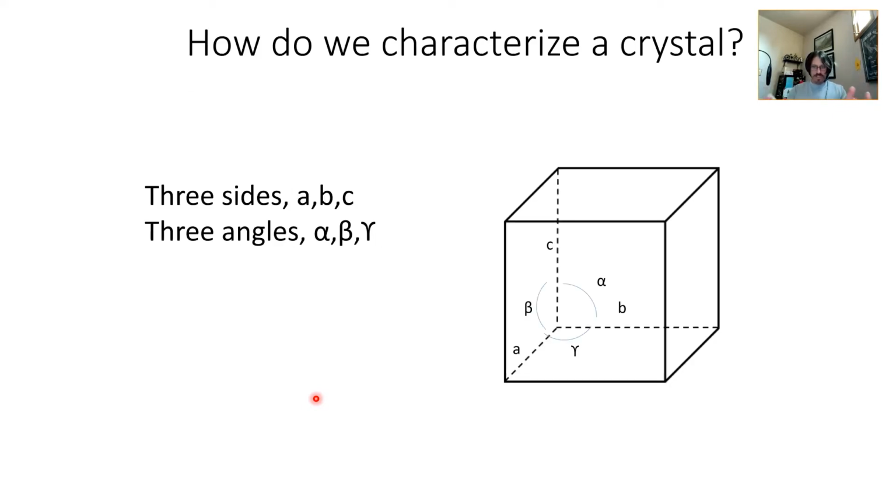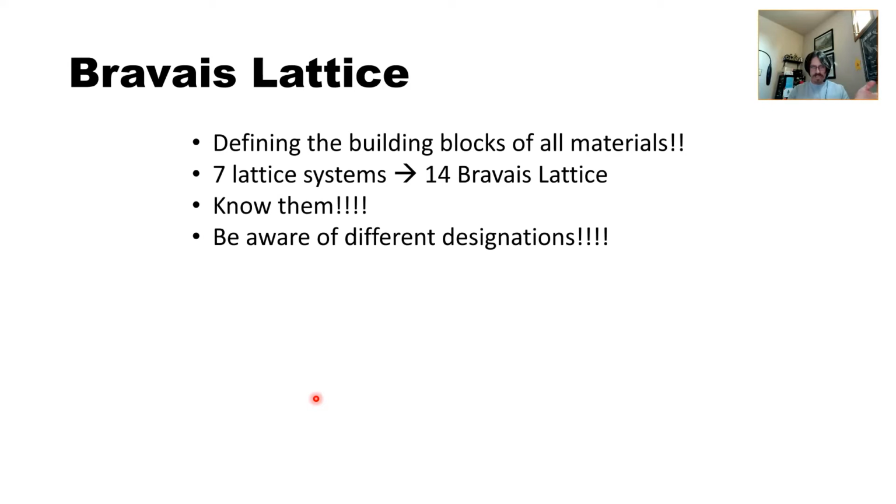How these relate to one another gives us the Bravais lattice, and it's defining the building blocks of pretty much all materials, at least all crystalline materials. Don't forget this. I'm pretty sure you guys have had this. You all have had this since day 1 of Intro to Materials. In the event that you haven't, there's 7 lattice systems, 14 Bravais lattice structures. It's good to know them. It's also good to be aware of the different designations that are used. And I actually think it's between British and US, kind of like aluminum and aluminium. Anyway, beware of the different designations. I'll kind of show that right now.